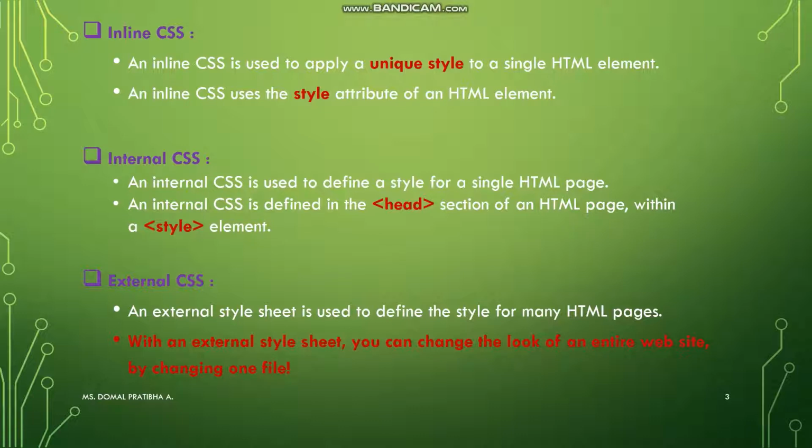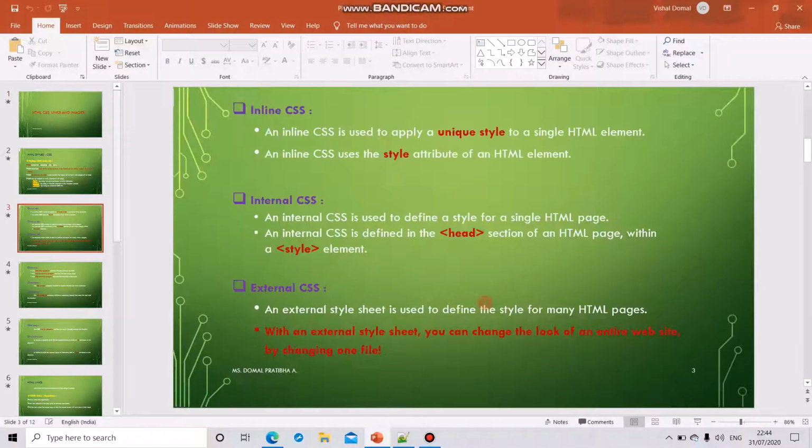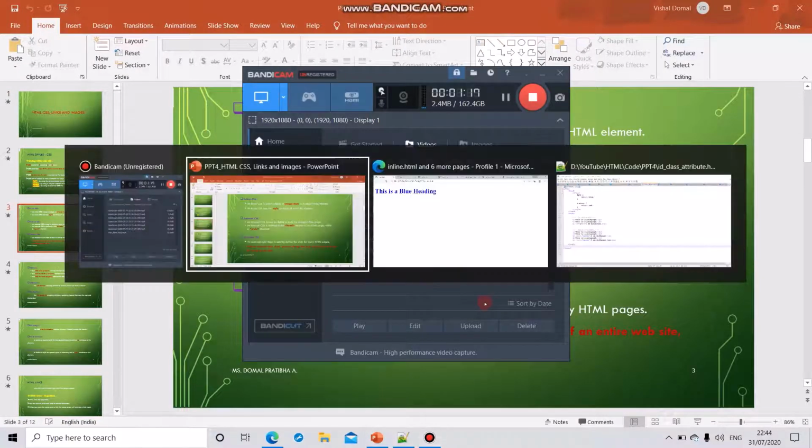Inline CSS. An inline CSS is used to apply a unique style to a single HTML element. An inline CSS uses the style attribute of an HTML element. Let's see this with the help of an example.